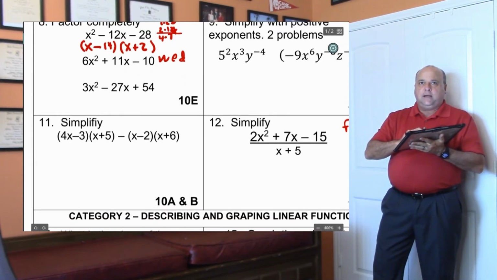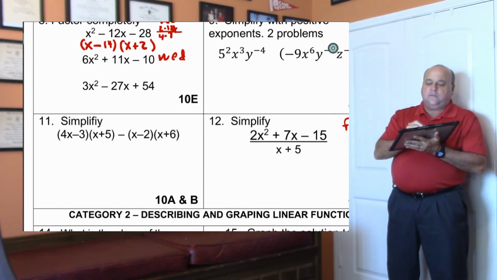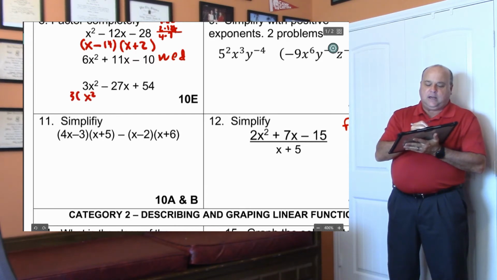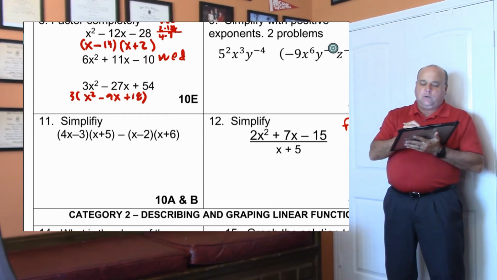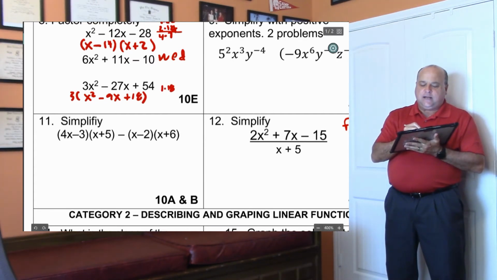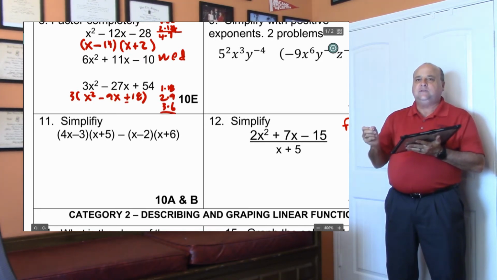On the next one right here, you're going to have to do another step, okay? So notice all of these divide by 3. So I'm going to pull a 3 out, and I'm going to get x squared minus 9x plus 18. Now then I can factor it, can I? So I'm going to write down my factors of 18. 1 times 18, 2 times 9, 3 times 6. And I want to add and get 9. That's going to be the 3 and the 6, right?